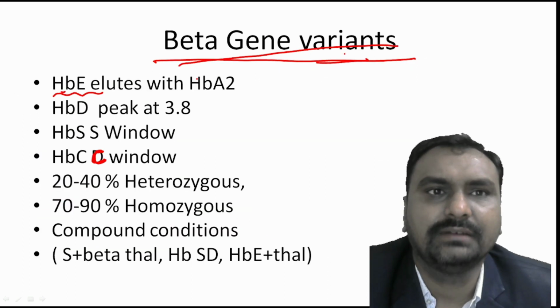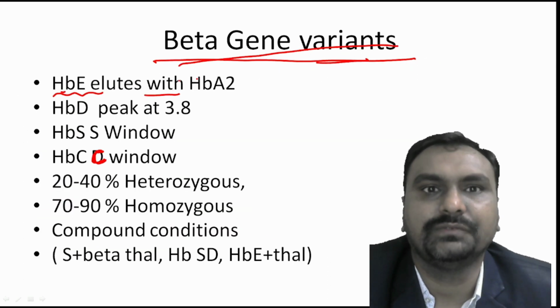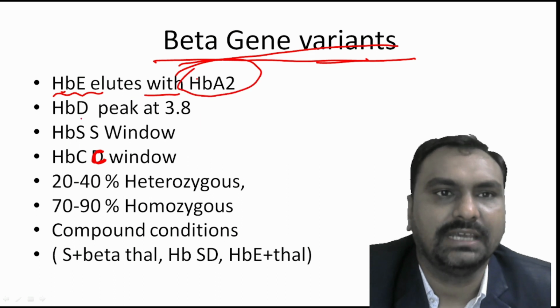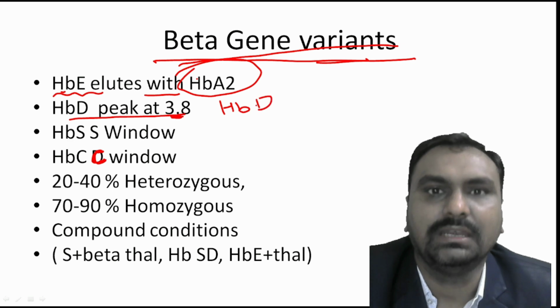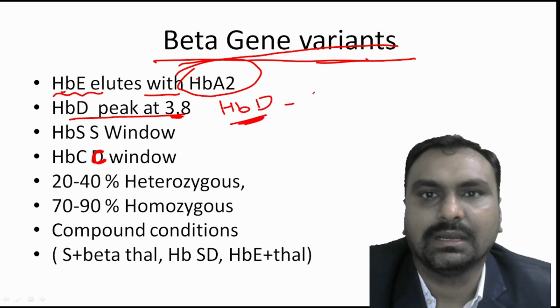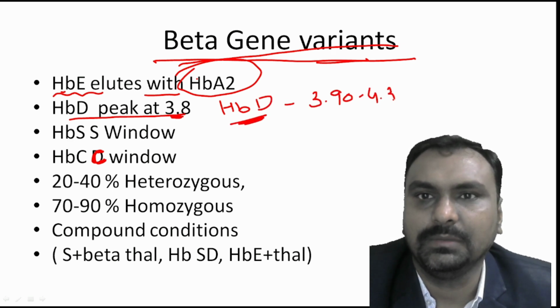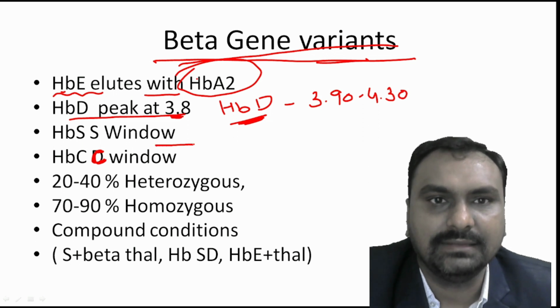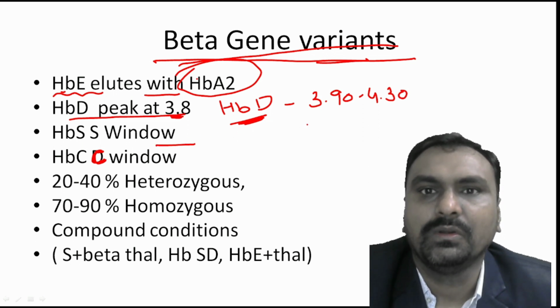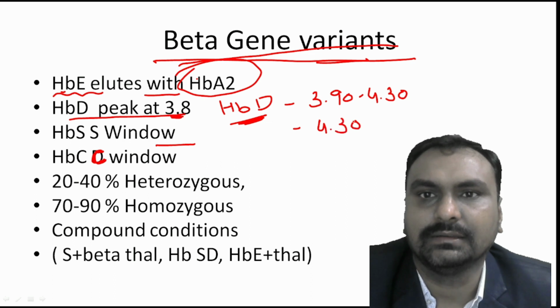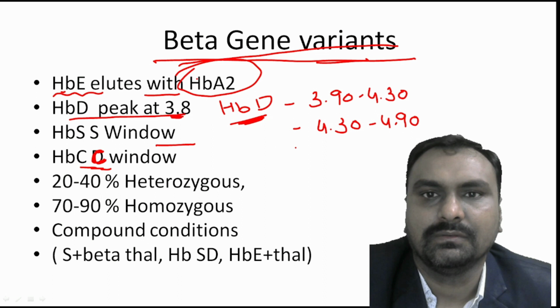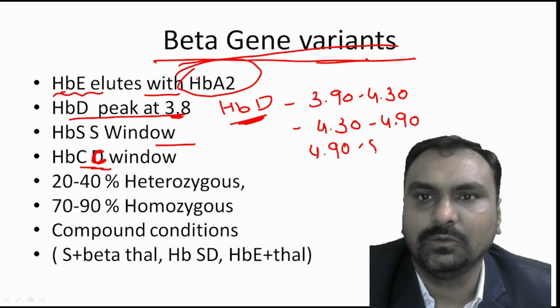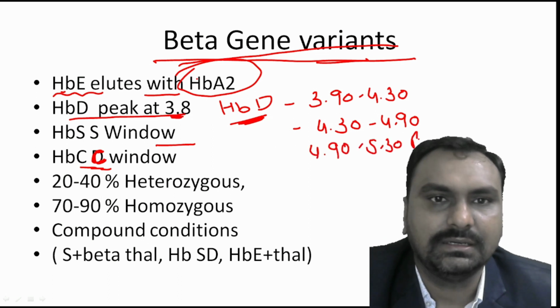Coming to the beta chain variants, there is HbE, which elutes with the HbA2. There is HbD, which peaks at 3.8. The HbD window in HPLC Biorad will be around 3.90 to 4.30 minute retention time. HbS will be detected in the HbS window, with a retention time of 4.3 to 4.9, while HbC will elute at 4.90 to 5.30 retention time.